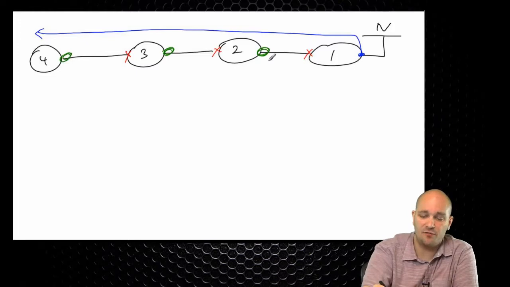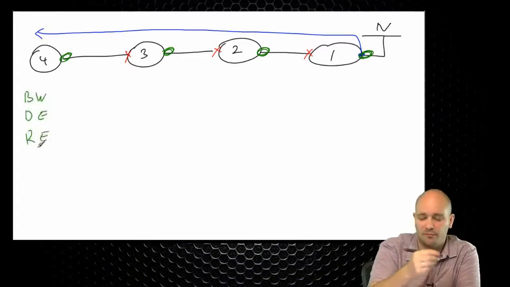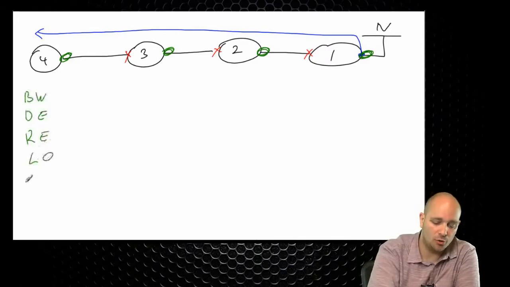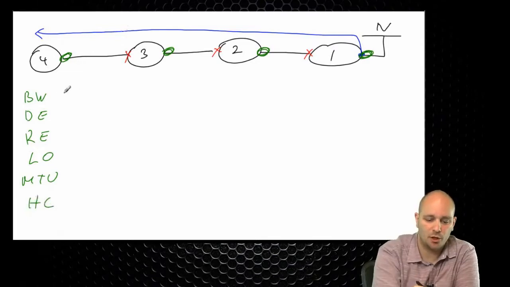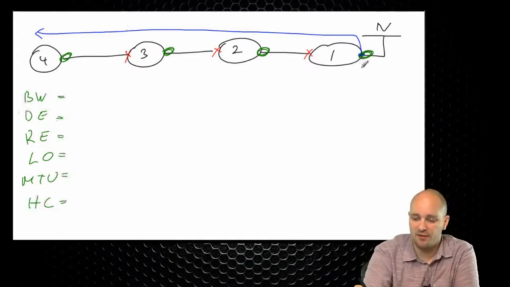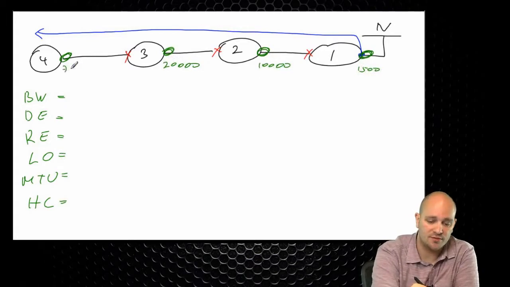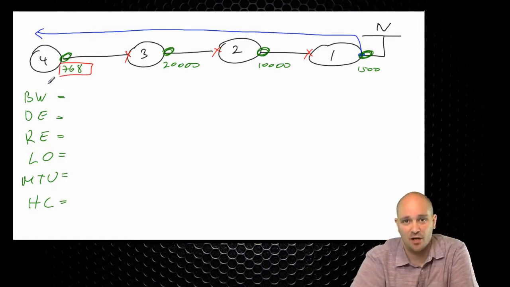Each of these interfaces here and this one here will have some value for bandwidth, some value for delay, some value for reliability, some value for load, some value for MTU. Now, hop count is easy enough to determine. So let's see which value of bandwidth will actually be in use. Let's say that the bandwidth here was 1500, here was 10,000, here was 20,000, and here was 768. The value that we are going to end up using for bandwidth will be 768.